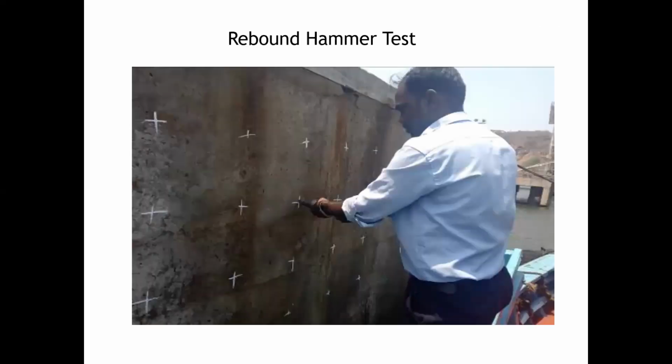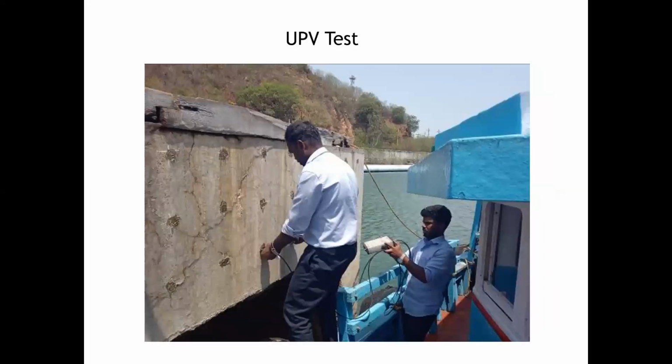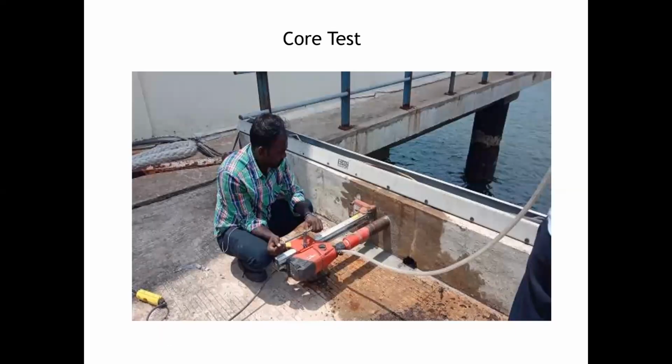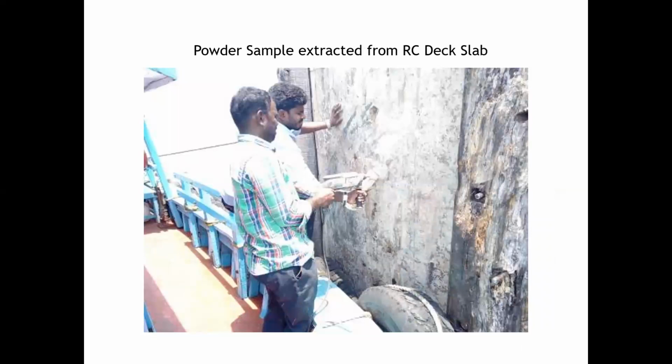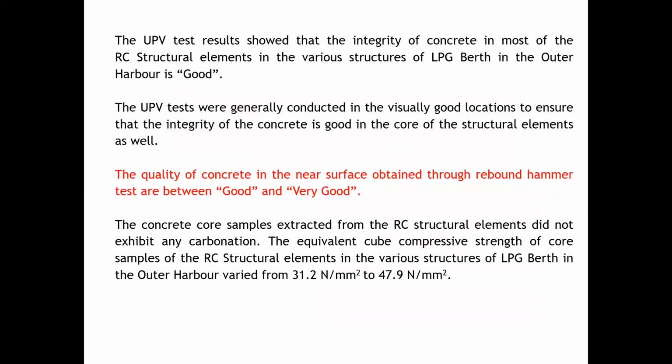Now, generally in a site, we go for different tests. We correlate with those tests: rebound hammer, UPV, core extraction. This would give you the exact compressive strength of the concrete. Half-cell potential test and powder sample extracted from the deck slab for durability issues. When you want to conclude, you have to summarize all the values of the different tests which are done in such a way that when you want to talk about or infer for the rebound hammer, normally the inference can be done in the following manner.